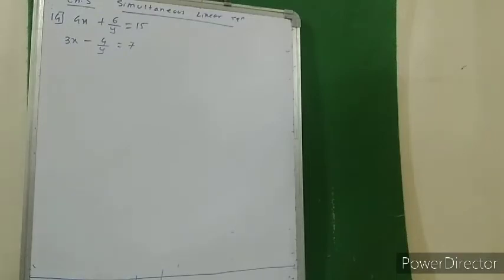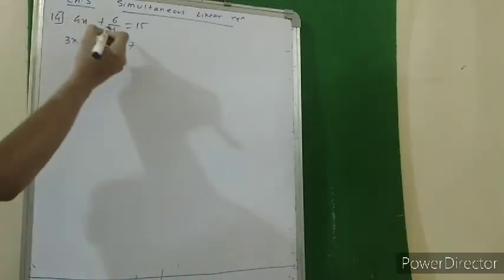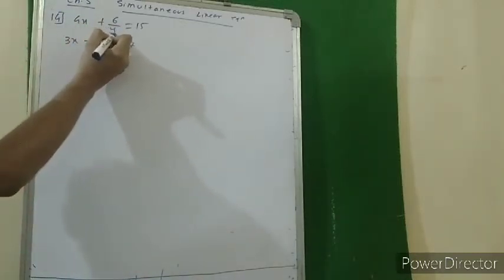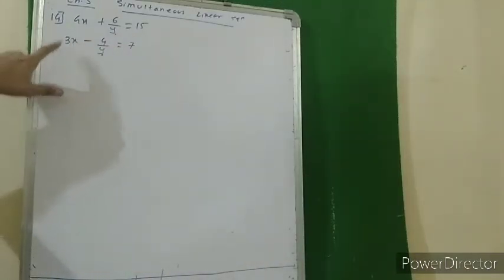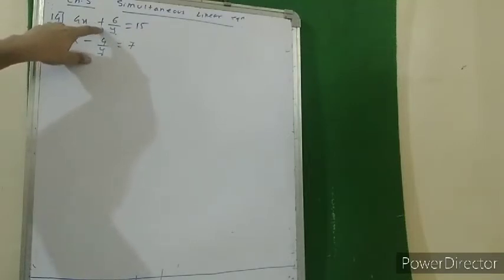Okay. Now after the 12th one I will start solving the 14th one. Okay. So what is different in the 14th sum? You can see that there is a variable in the denominator. In the previous question, we were not having the variable in the denominator.